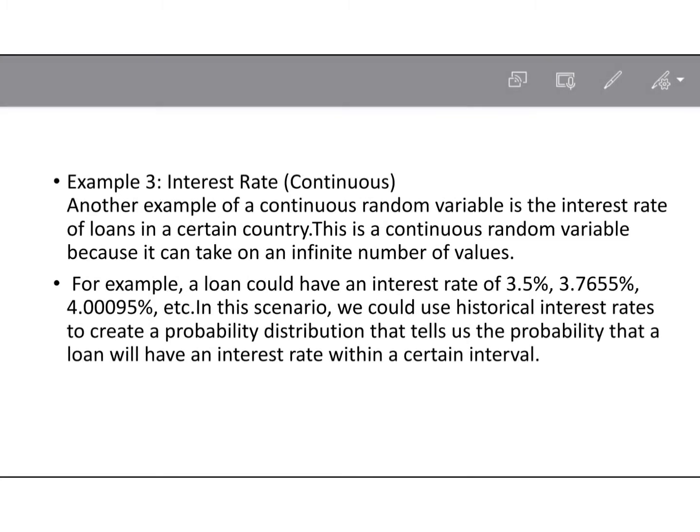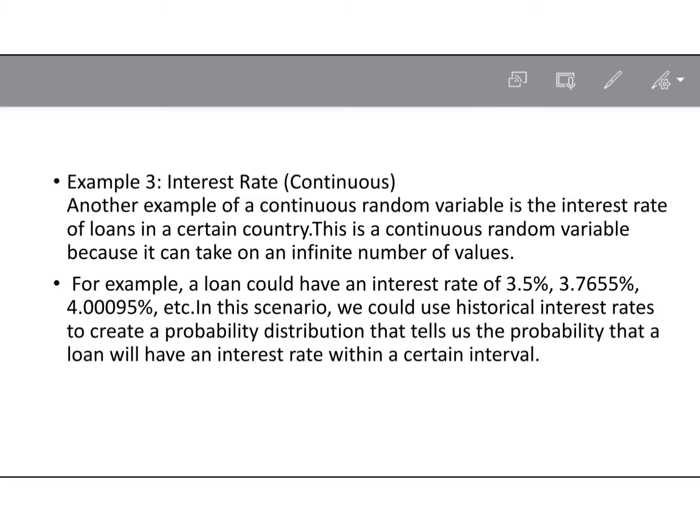Example number 3. Interest rate. This is a continuous type random variable. Another example of a continuous random variable is the interest rate of loans in a certain country. This is a continuous random variable because it can take on an infinite number of values.